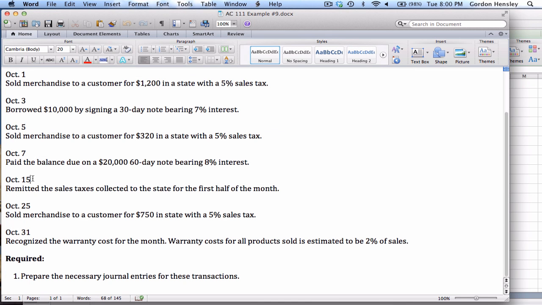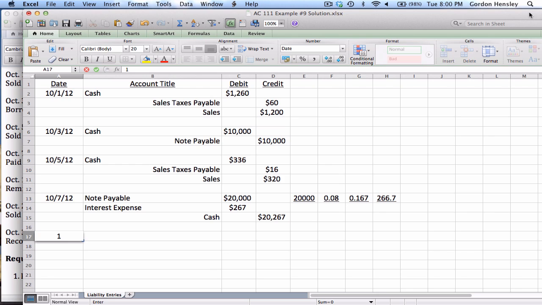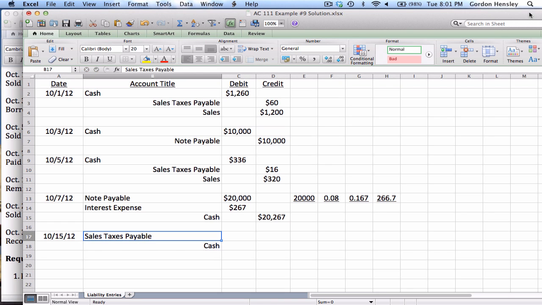The next transaction is on the 15th. We remitted the sales taxes collected to the state for the first half of the month. So this is on the 15th. Now from time to time, the money that we've collected on sales taxes does have to be sent to the state. So that means I can actually debit sales taxes payable and credit cash, because I'm eliminating the liability and settling it with cash. Now at this point, how much state tax have I collected?